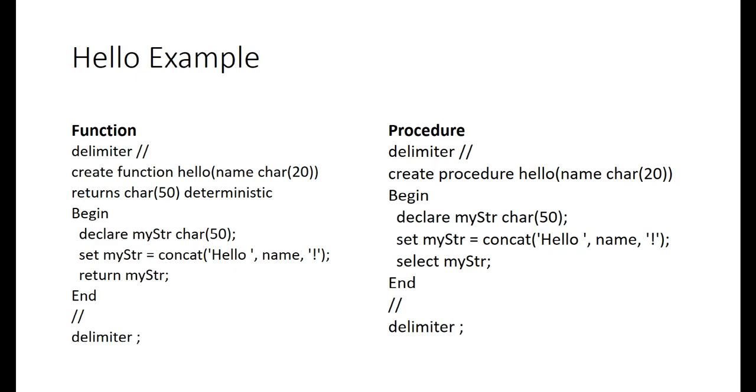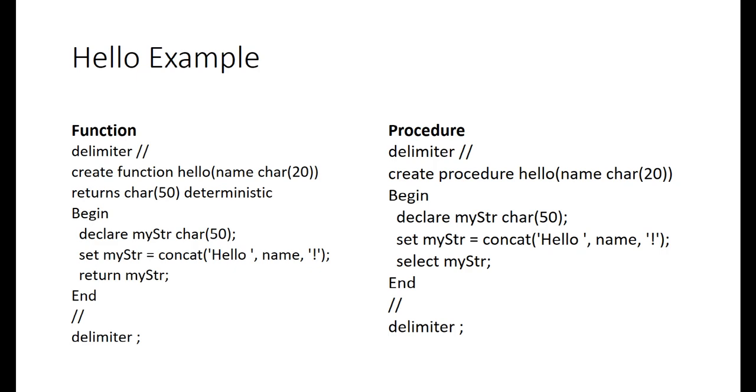So here we go. Let's look at the function side. So we have to play our delimiter game, and then we say create function, right? Because that's the SQL command that's going to create the function out at the database server. And then what's the actual function? Well, the actual function is called hello, and it takes an input parameter called name, which is a character that can be 20 characters long. And it returns a character that's 50 long, and it's deterministic.